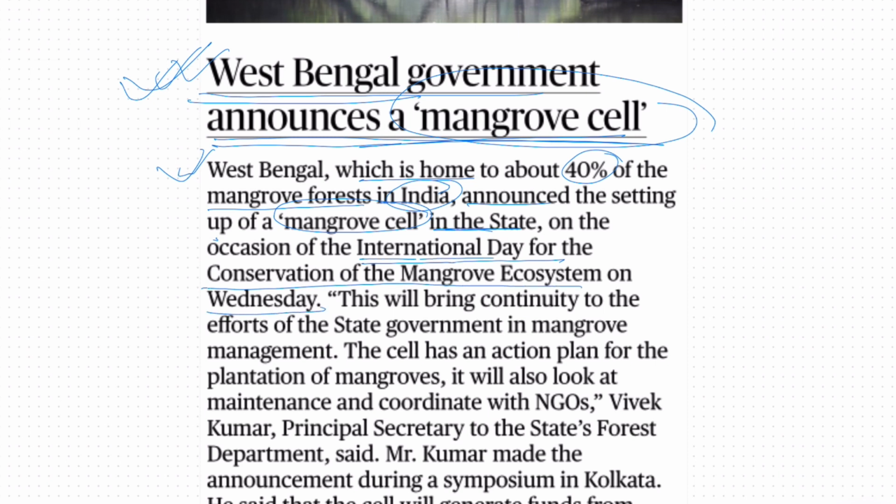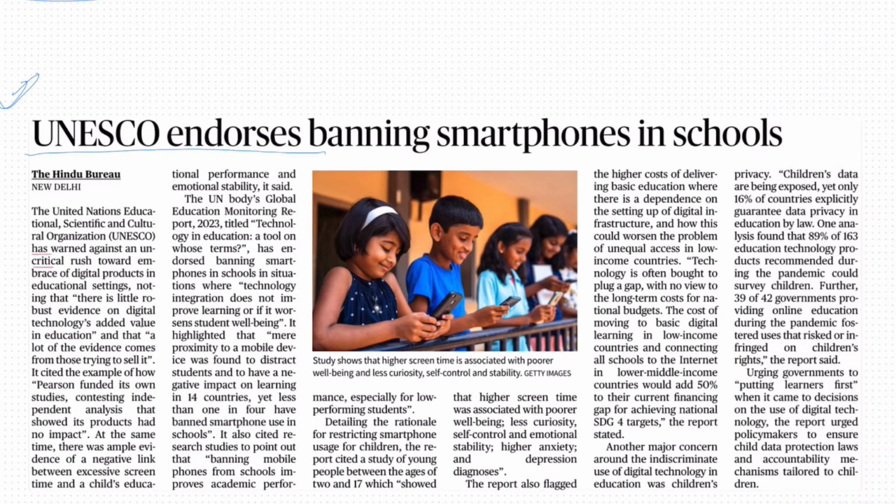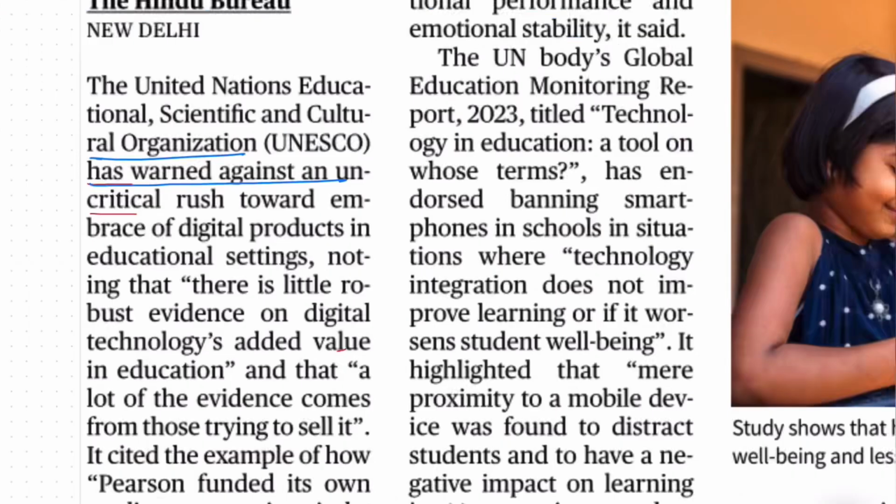When is the International Day of Conservation of the Mangrove Ecosystem? 26th July. And the cell will generate funds from private and international sectors also. This cell has an action plan for plantation of mangroves, and it will also look at maintenance and coordinate with NGOs.